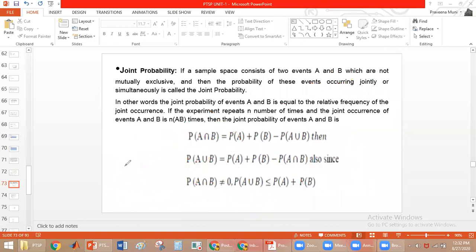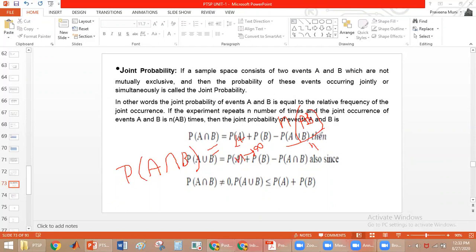So using that, the joint probability is given as probability of A intersection B is equal to the limit n tends to infinity of the number of times the events A and B occurred together, divided by the number of times the experiment is conducted. Using that, we define what joint probability is.